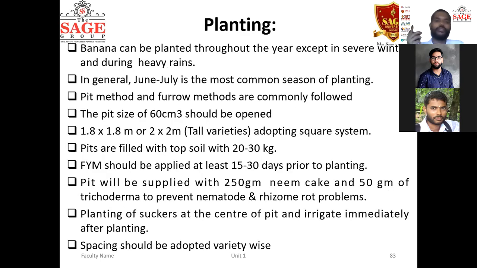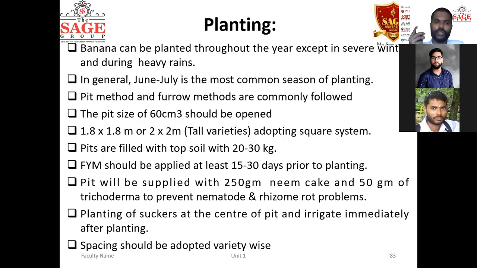So then next, what about planting? Banana can be planted throughout the year except severe winter or during very heavy rains. The onset of monsoon is the very best time for planting of banana, that is June, July. The pit method as well as the furrow method are the two methods given for planting.